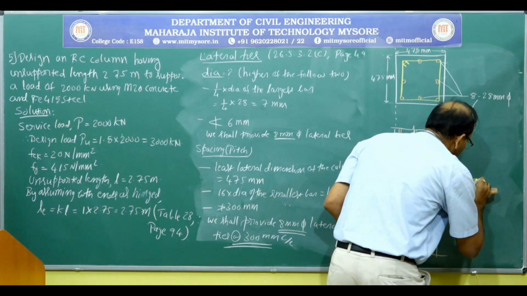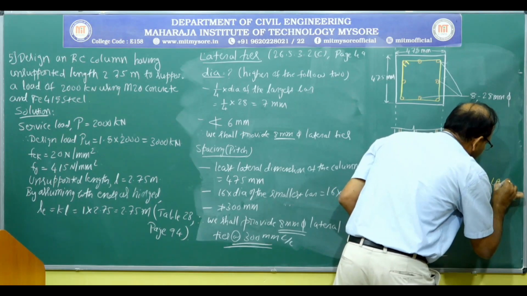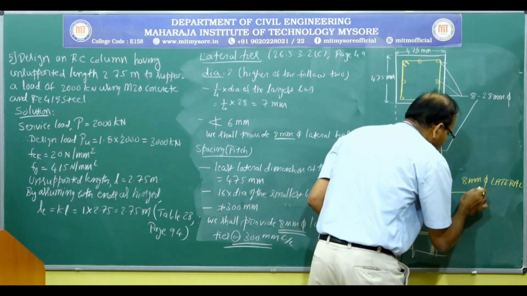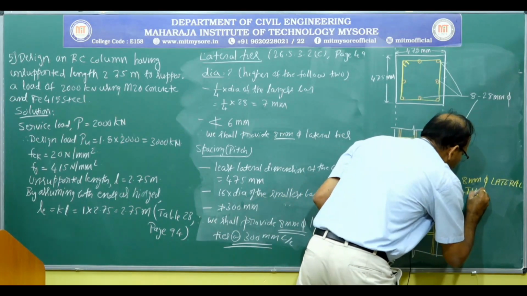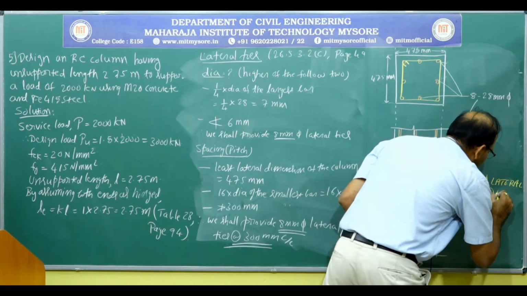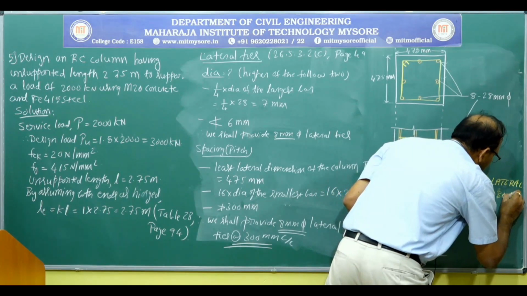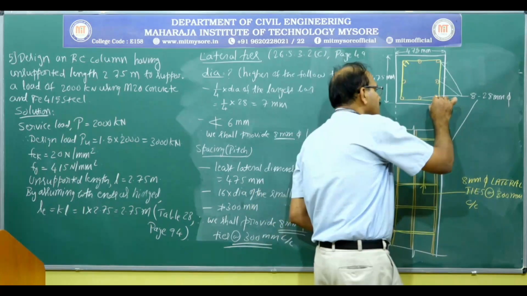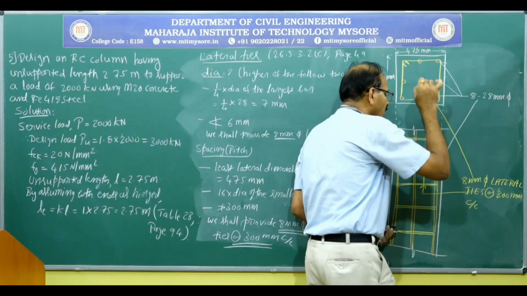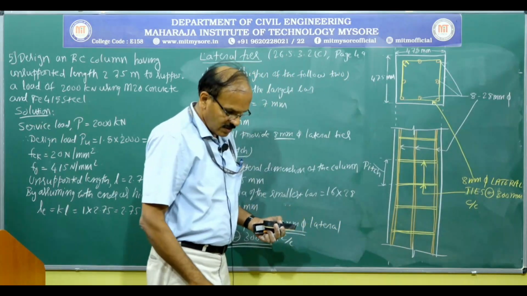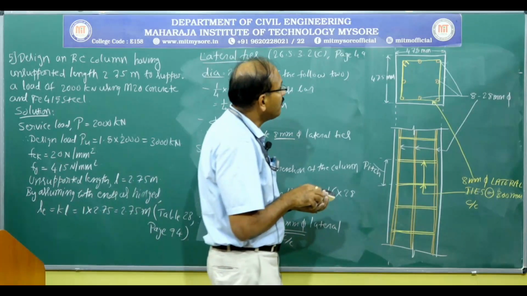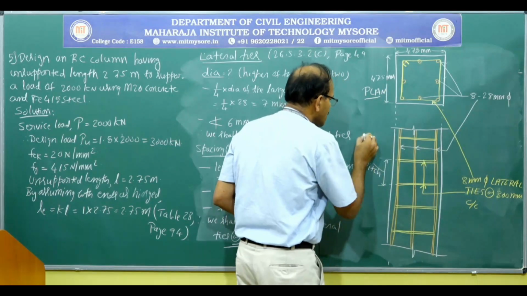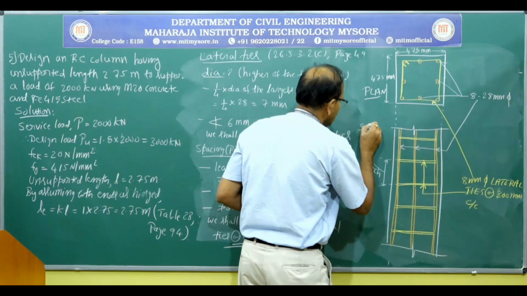So 8 mm dia lateral ties or transverse reinforcement or transverse ties at 300 millimeter center to center. So same thing here. Okay, so this completes the problem. Of course, this is the plan and this is the sectional elevation.